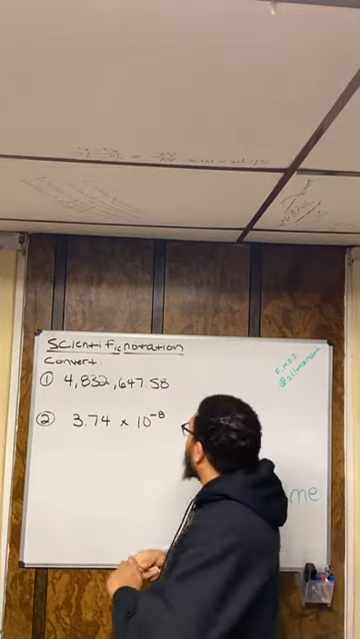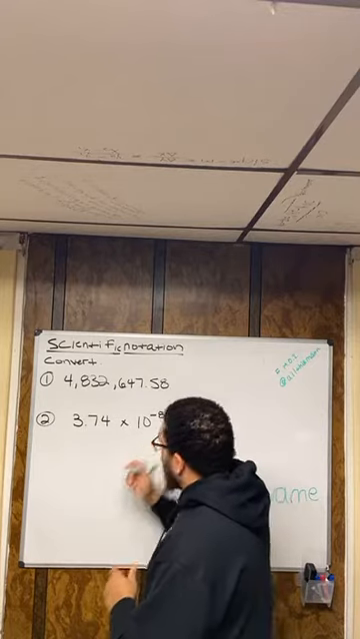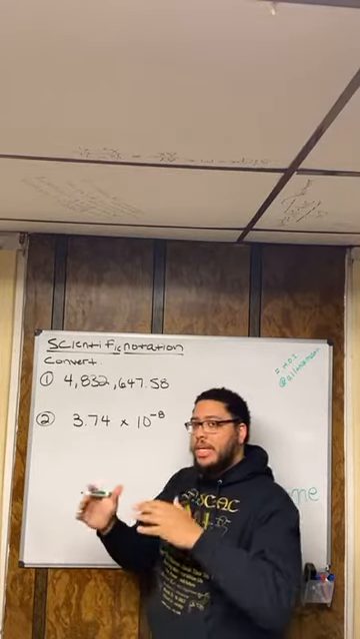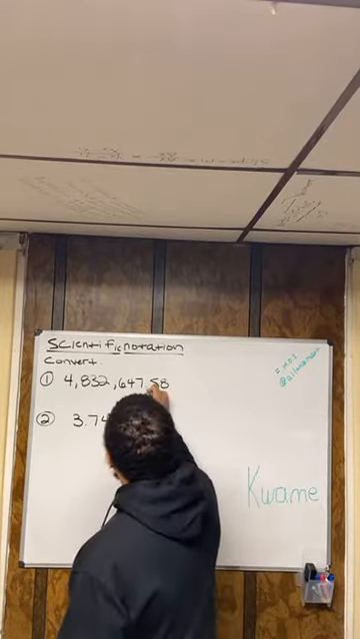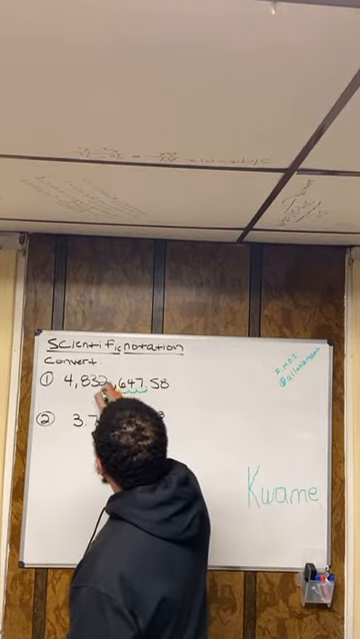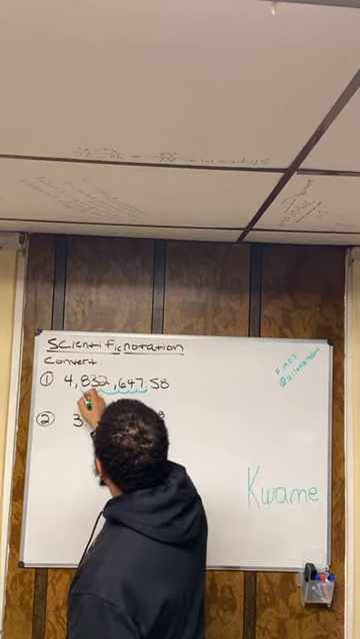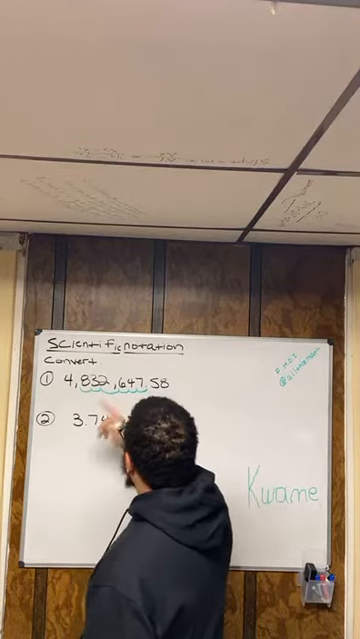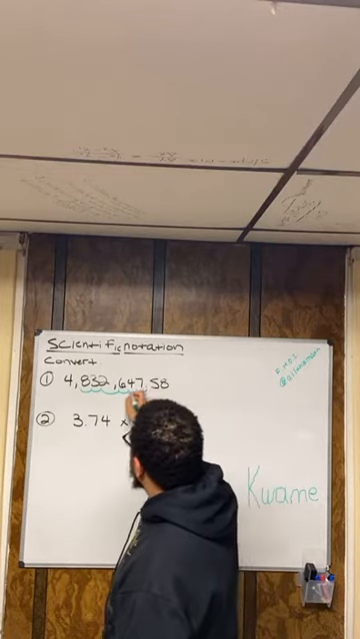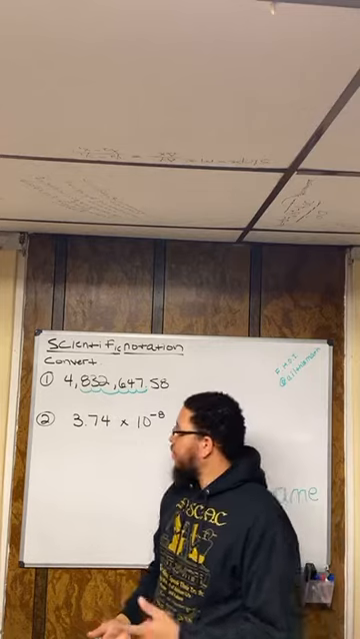Take advantage of my different colors. All right, so I'm going to slide the decimal point to the left because, again, I want to create a number that's between 1 and 10. So I go 1, 2, 3, 4, 5, 6. Is that right? Yeah, 6 spaces, because it's six digits. So it should be 6 spaces, right?